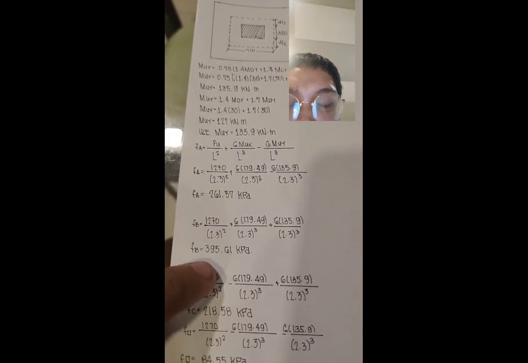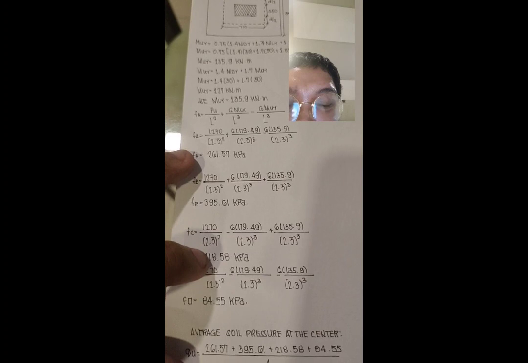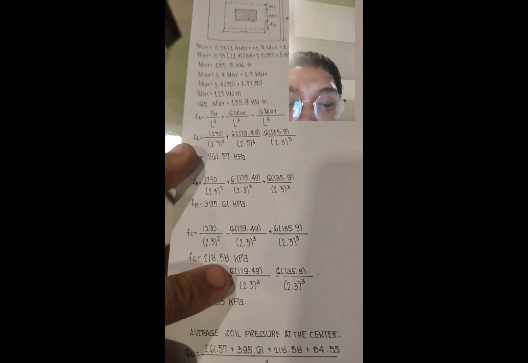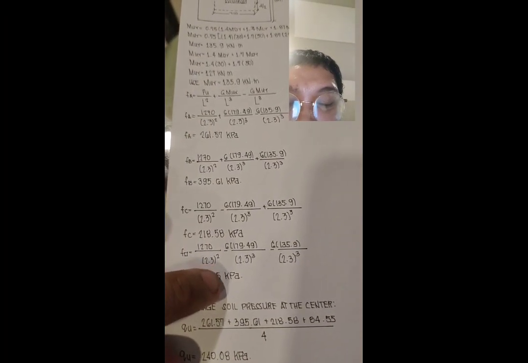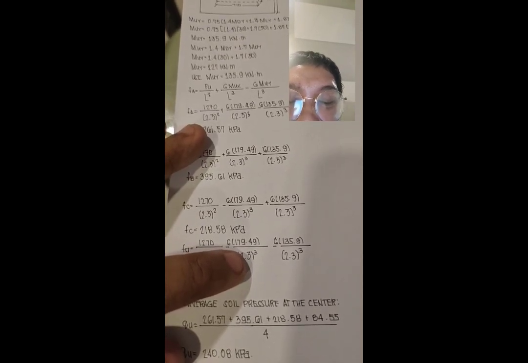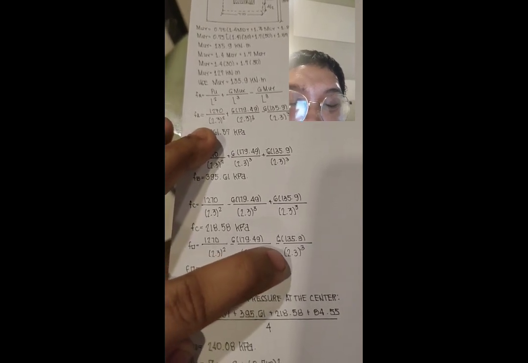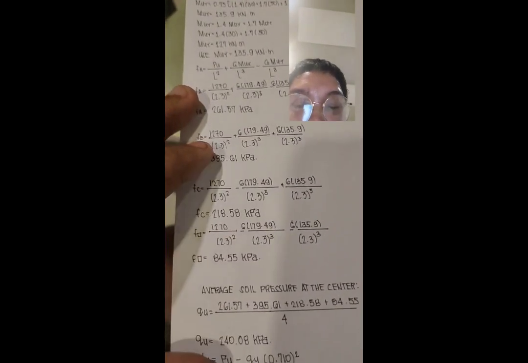So we're getting again the value 295.61 kilopascal. For FC, we have same problem, same formula. Kaso iba yung lalabas dito na 218.58. So here FD natin, we have 1,270, ganun din siya. Minus naman dito. So 6 times 179.49 over 2.3 cube minus again 6 times 135.9 over 2.3 cube.